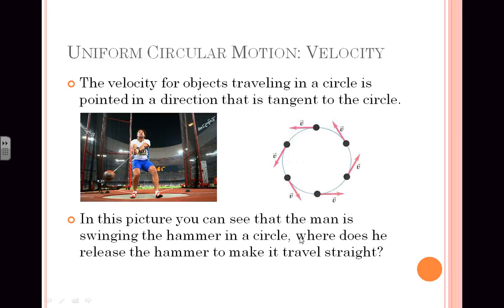Okay, so it says, where does he release the hammer to make it travel straight? Well, when he's spinning this, where do you think he would release the hammer to make it go straight? Right, you should have answered that he should release it at an angle perpendicular. So when he's swinging this around, maybe right here, he'll release it, and then it would go straight out through that opening in front of him.